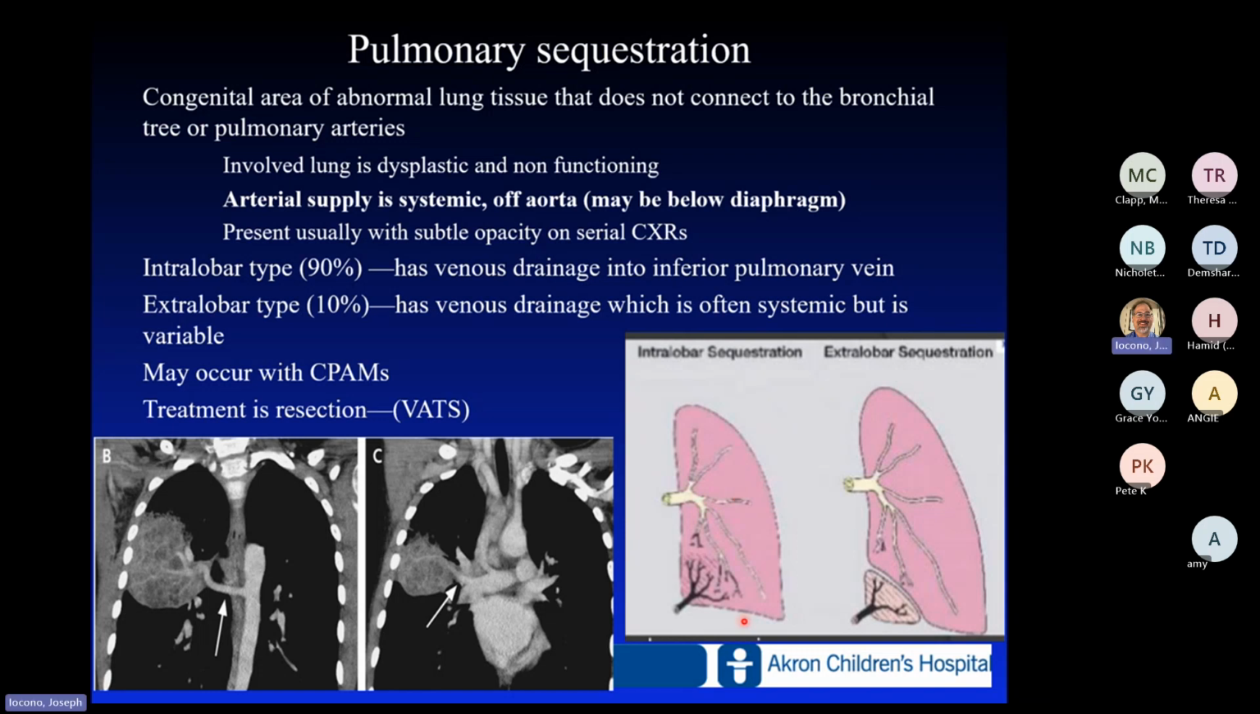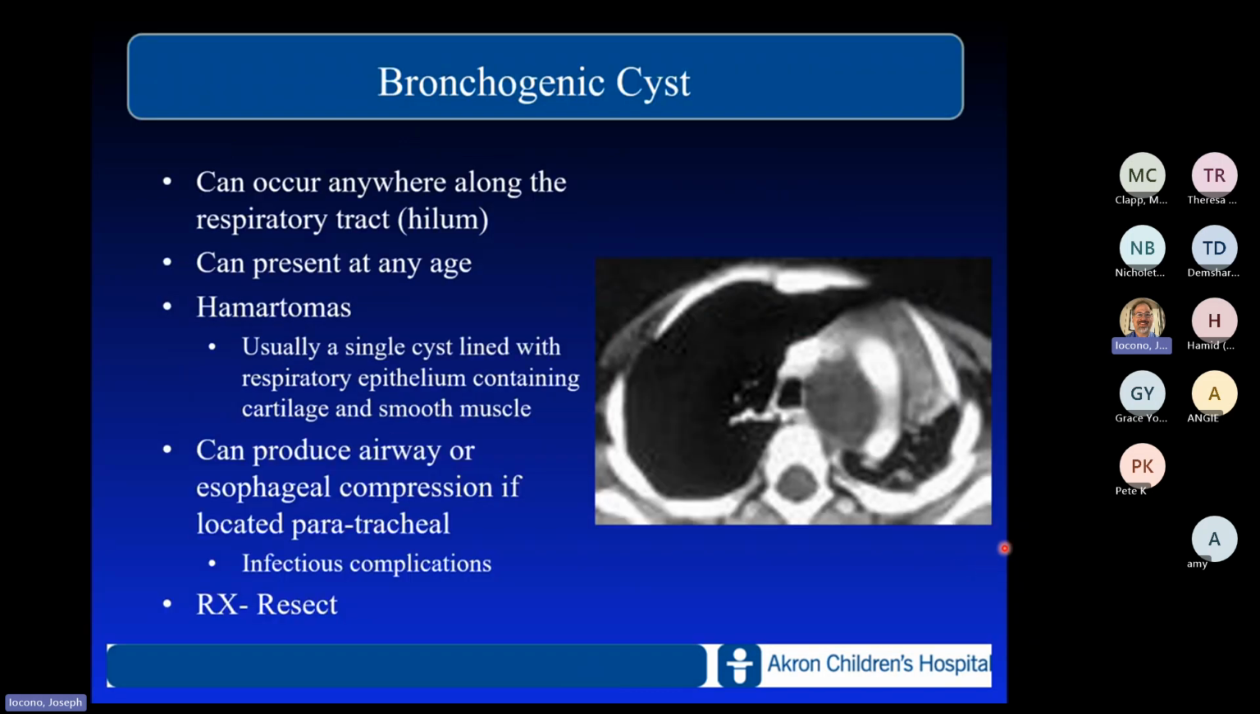And the key to this is the first thing you do is you take down and control the systemic blood supply, because a lot of times this artery is going through the diaphragm, attaching to the abdominal aorta, so you don't want to lose control of that from the chest.